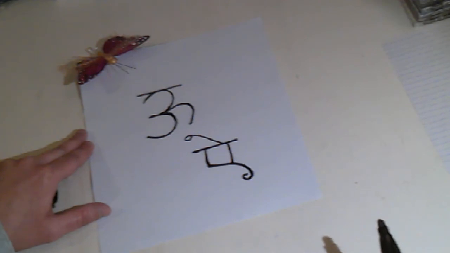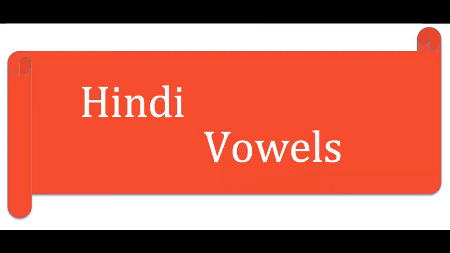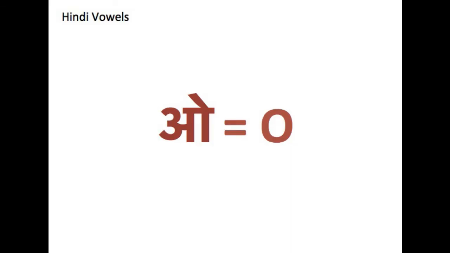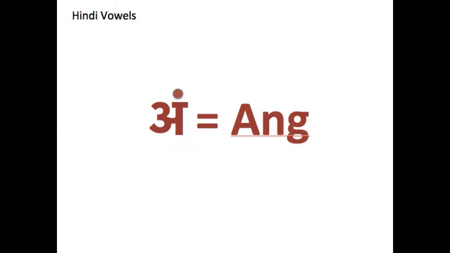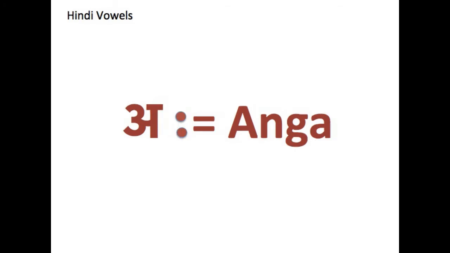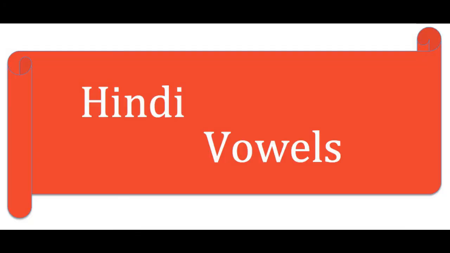Oo, oo, e, E. Now we'll focus on the vowels O, A, ang, anga, or aha. Now you will watch a short video about how to write O, A, ang, anga.